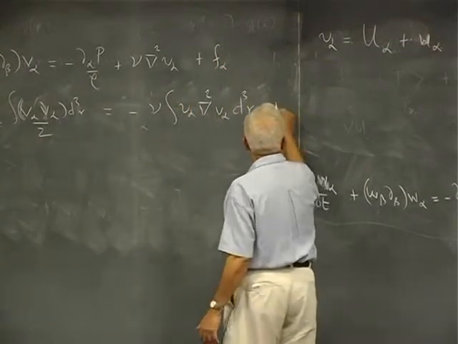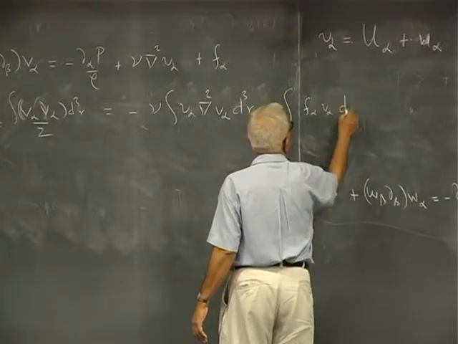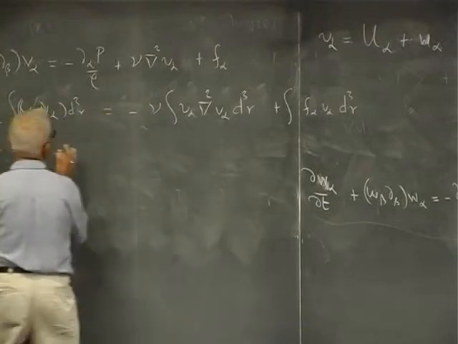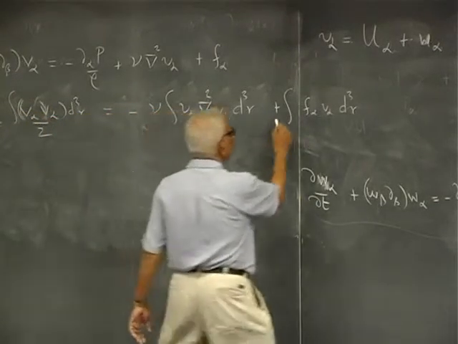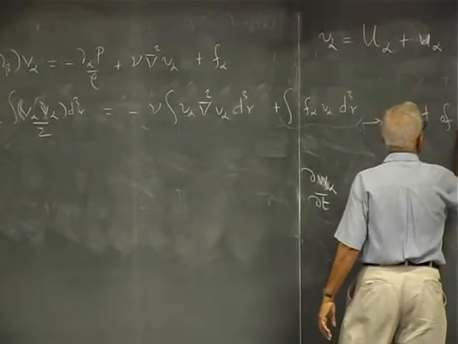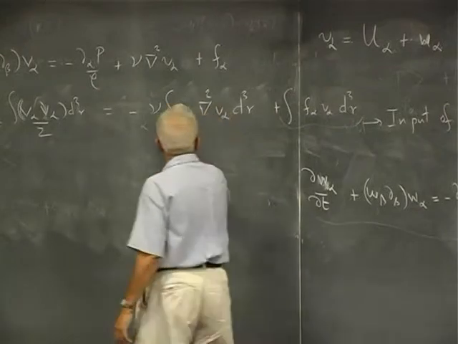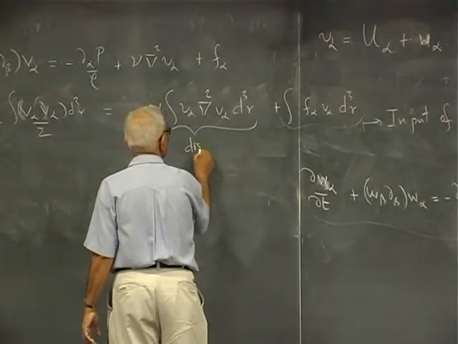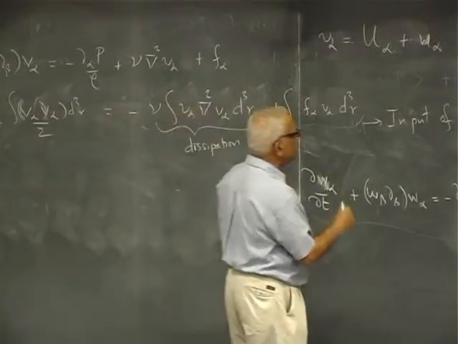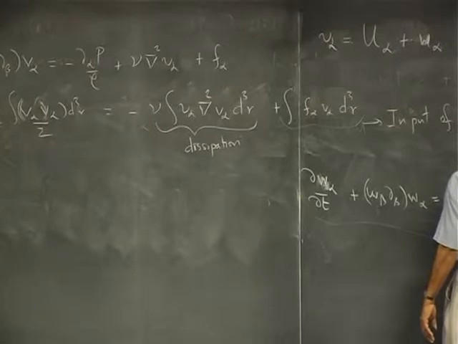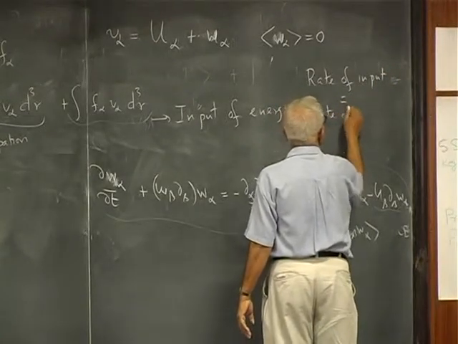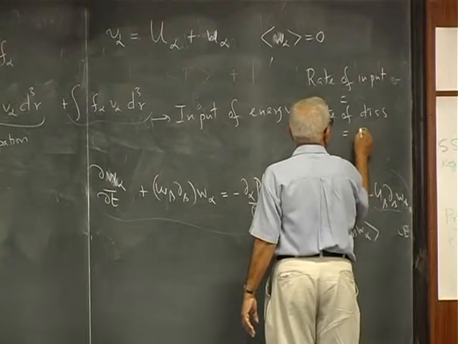I need to have external force over here with F alpha V alpha d3r, and the steady state regarding the total energy of the system would have to mean that the rate at which you are supplying energy, this is the input of energy, and this is the dissipation of energy, would have to equal each other. So for this steady situation, the rate of input will be equal to the rate of dissipation, and this is generally written as epsilon.